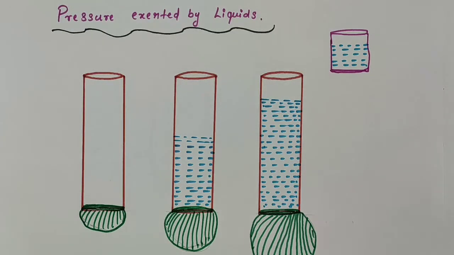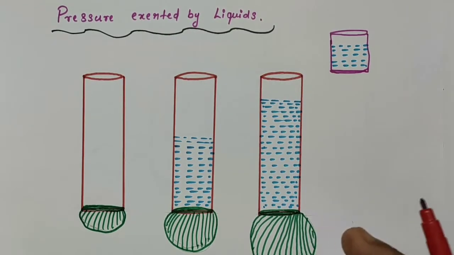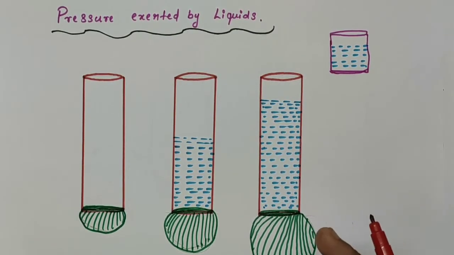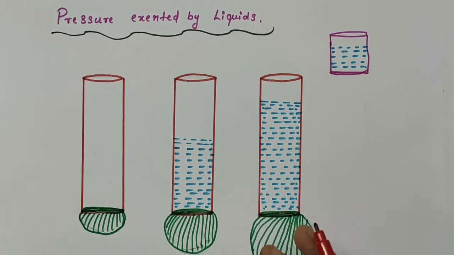Hello everyone. We have discussed the pressure exerted by solids in the last video, that is by an iron nail, bags, straps, etc. Pressure is actually the force per unit area. You are familiar with the three states of matter: solids, liquids and gases. And we have discussed the pressure exerted by solids in the last video.